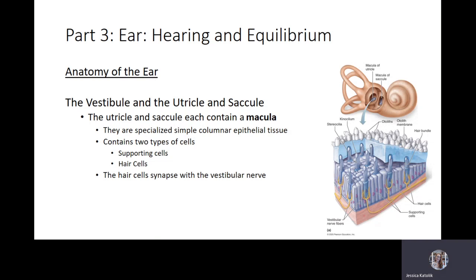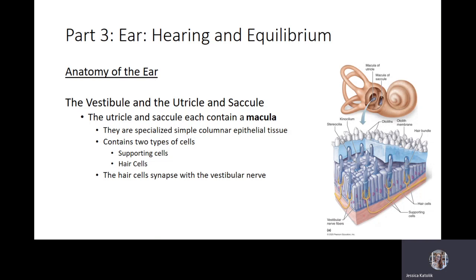It's going to have two types of cells within it. It's going to have the supporting cells, so over here, and then it's going to have the hair cells located here. These hair cells are going to be capable of stimulating the vestibular nerve. The vestibular nerve and the cochlear nerve will combine together and eventually become the vestibulocochlear nerve, one of those specialized cranial nerves that will go to the brain.